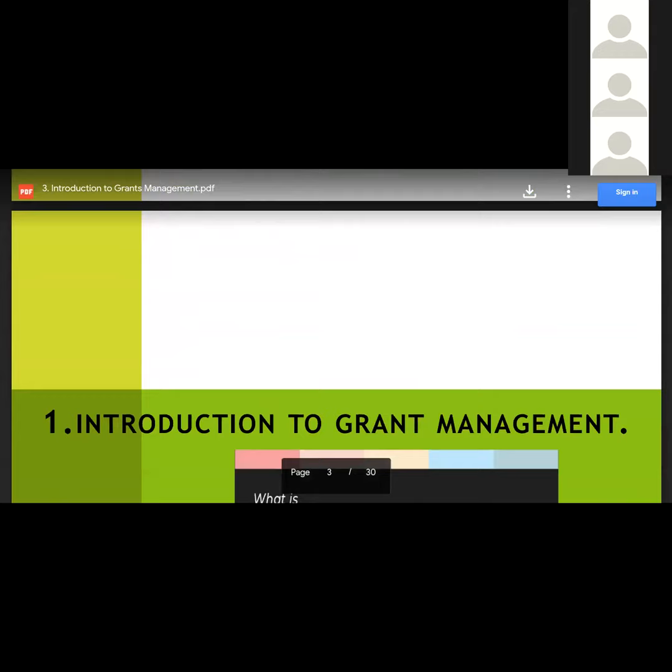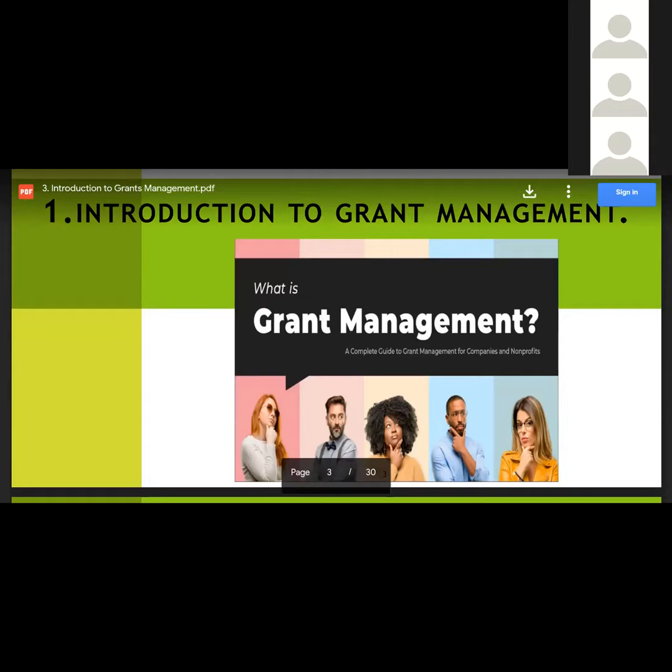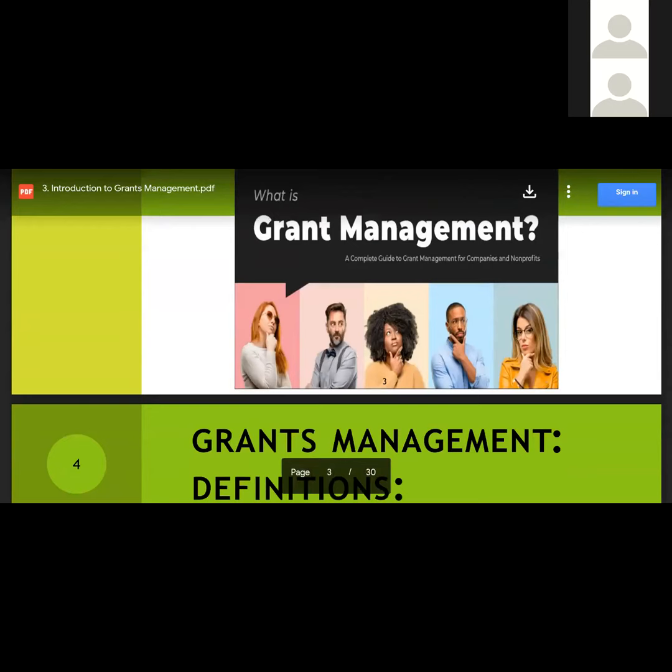So let's start with the first thing, the introduction to grant management. The key issue we'll be asking ourselves here is: what essentially is grant management? Because it is important for us to understand what exactly we are looking into when we talk about grant management. So we will address this particular question, what is grant management? I want to address that question by explaining a number of things we need to understand when you talk about grant management.